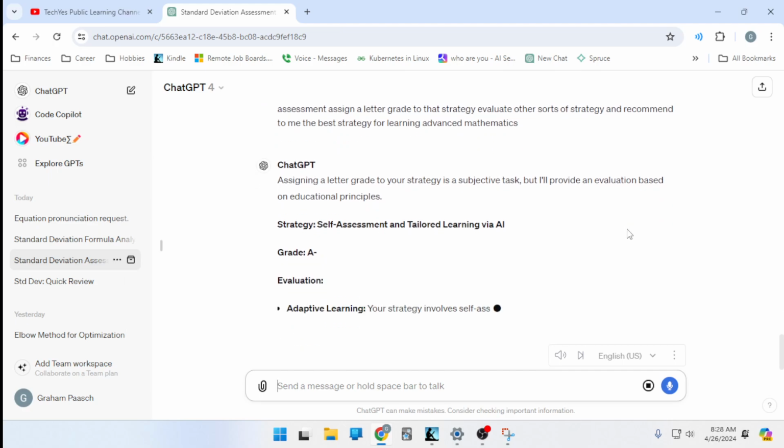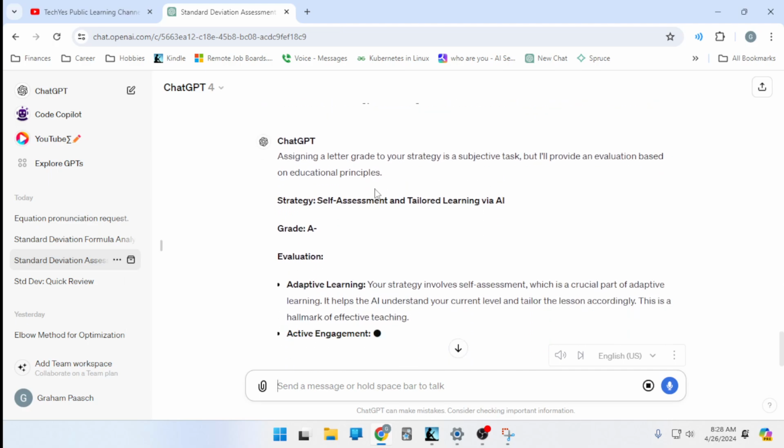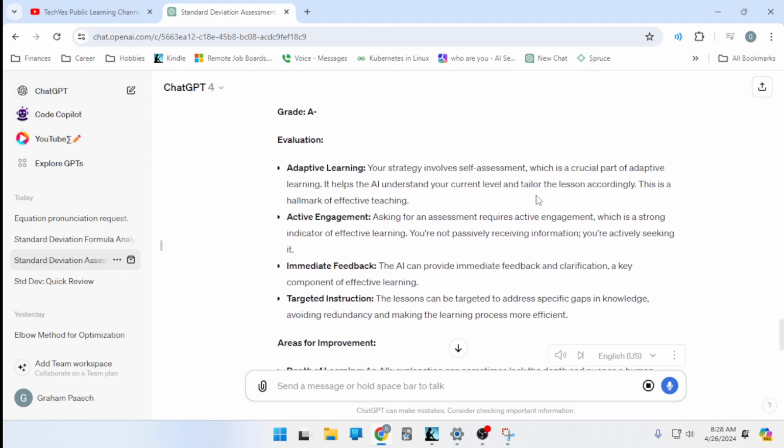Assigning a letter grade to your strategy is a subjective task, but I'll provide an evaluation based on educational principles. Strategy: self-assessment and tailored learning. Grade: A. Evaluation: adaptive learning. Your strategy involves self-assessment, which is a crucial part of adaptive learning. It helps the AI understand your current level and tailor the lesson accordingly. This is a hallmark of effective teaching.